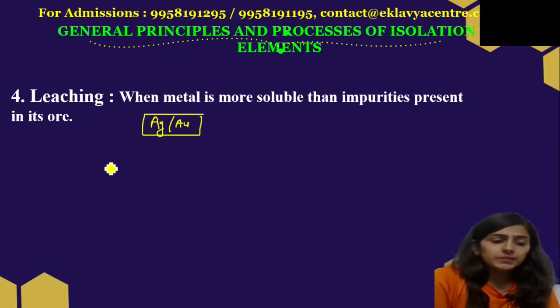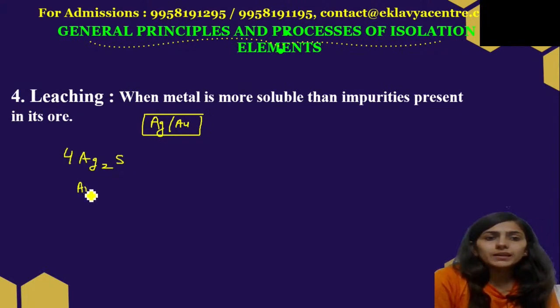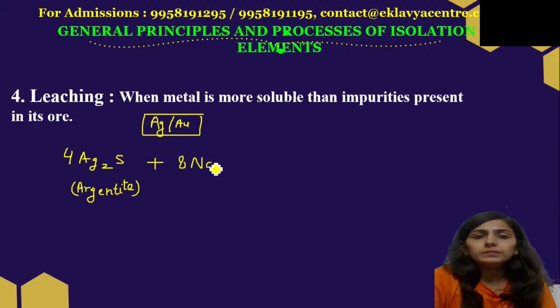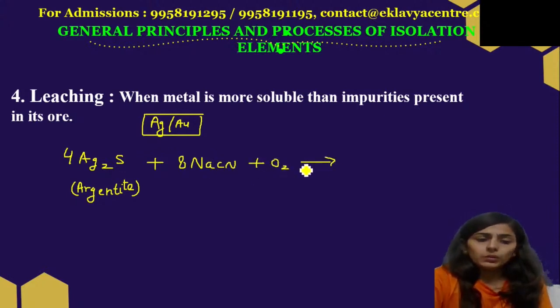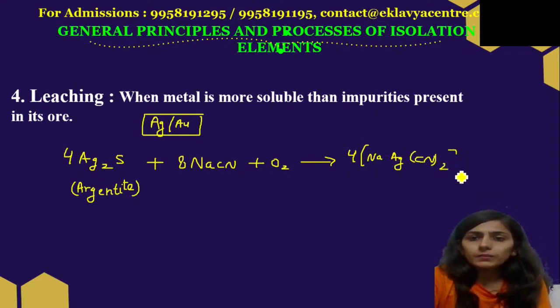Now what happens in this leaching process? Suppose we have silver sulfide, the sulfide of silver, which is called argentite. You should know its name, argentite. Now suppose we add NaCN and oxygen to it, what will happen? We'll get a complex. The silver will come into this complex and we will get 4 moles of Na2S.